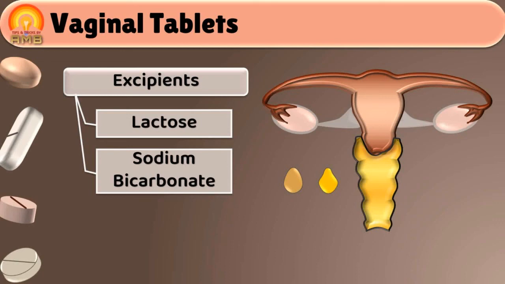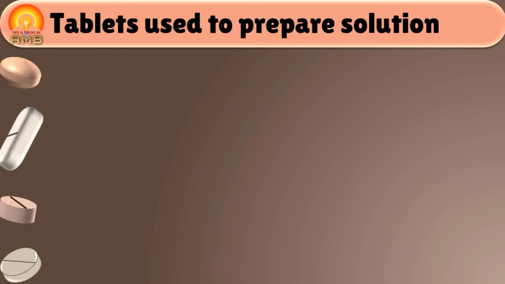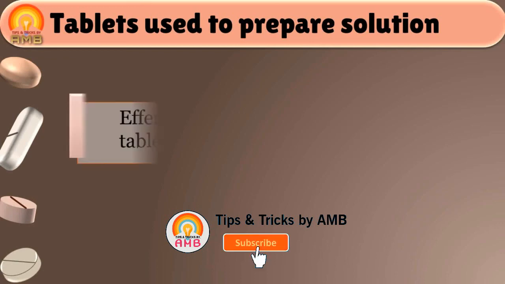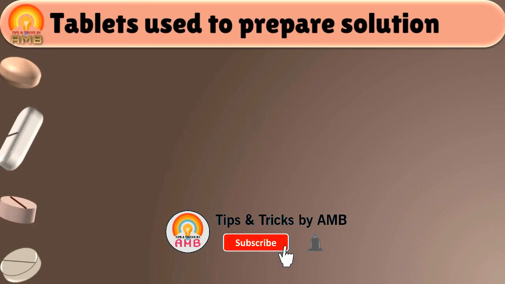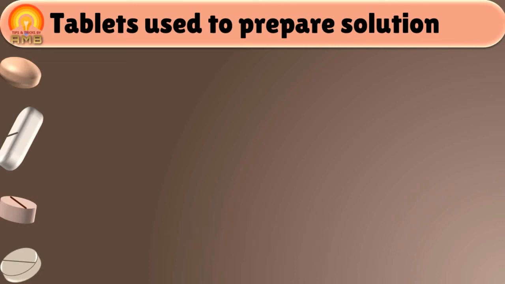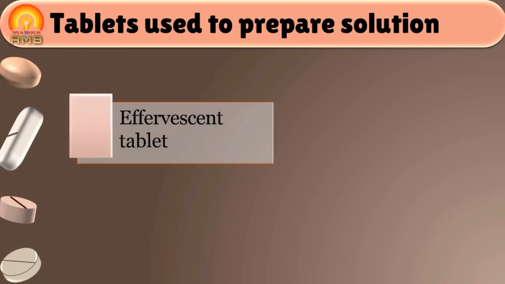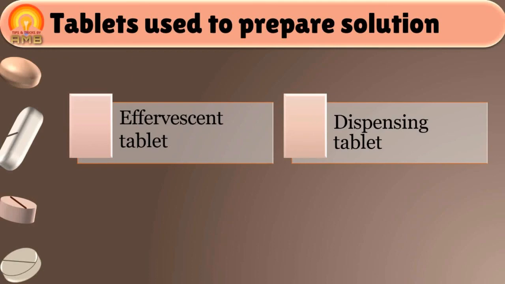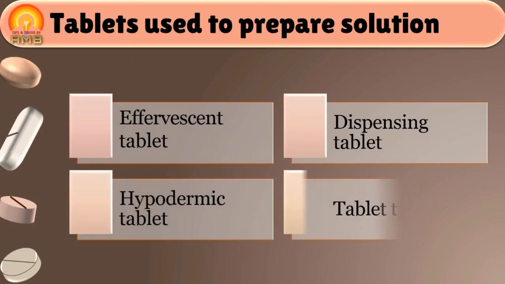Now we will discuss tablets used to prepare solution. These tablets are not used for administration in tablet form or intact tablet form, but these are mixed with an appropriate vehicle to form a solution of drug, and then this solution is administered by various routes. These are subtyped as effervescent tablets, dispensing tablets, hypodermic tablets, and tablet triturates. Let's discuss these tablets one by one.